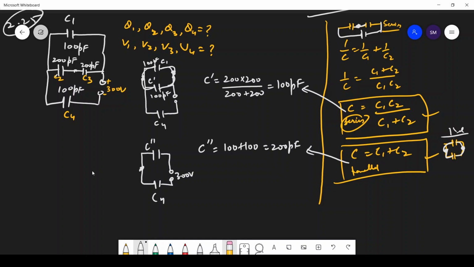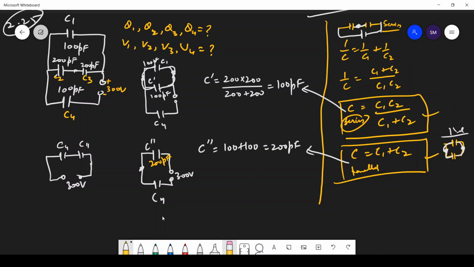Don't get confused. This figure is the same as, see, take this C4 anywhere on the circuit. Let me take C4 over here. So this is C4, right? And this is C double dash, and this 300 volt. You can move it anywhere. So it can be here or it can be here. So student, this is the same circuit, and clearly they are in series. Only one of their arms is connected. Okay. Now this is how much? C double dash is 200 picofarad. And how much is this one?